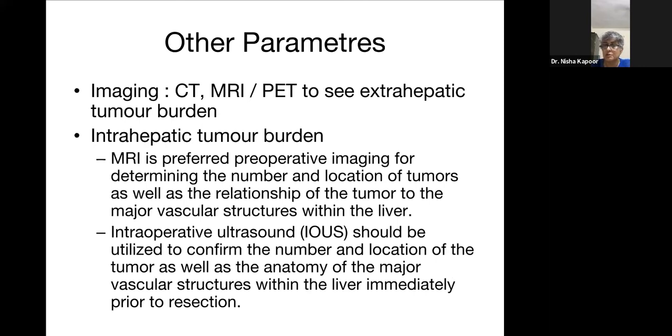So what are the other parameters which make us understand whether the case is operable or not, whether we can do the resection surgery on the patient or not? It is using imaging like CT, MRI or PET CT to see extrahepatic tumor burden. And intrahepatic tumor burden also needs to be assessed using MRI, which is the preferred modality for determining the number and location of tumors, as well as the relationship of the tumor to the major vascular structures within the liver. Intraoperative ultrasound is used to confirm the number and location of the tumor, as well as the anatomy of major vascular structures within the liver, immediately prior to resection.